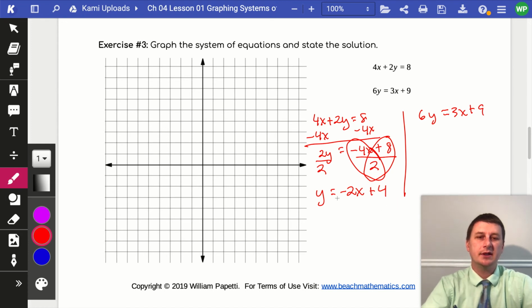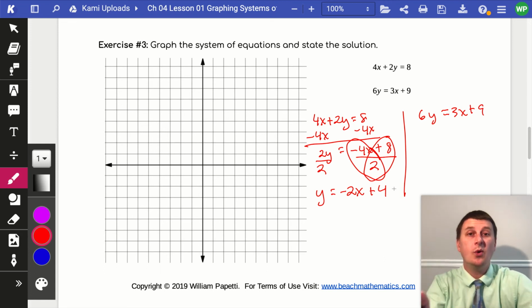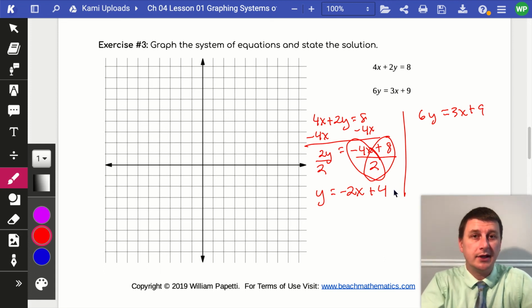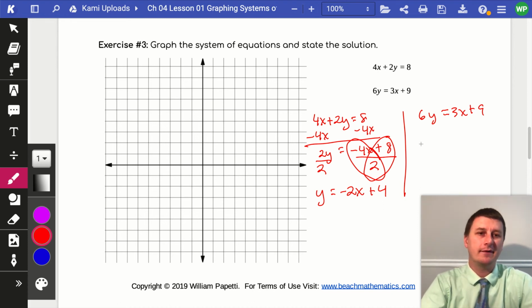So our first equation we're going to graph is y equals negative 2x plus 4, but we don't want to graph it yet because this equation will nicely fit on this coordinate axis, but we don't know if we'll have to scale anything according to this equation. So let's find that part out first before we graph anything else.